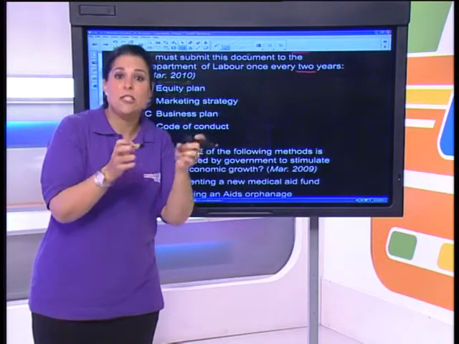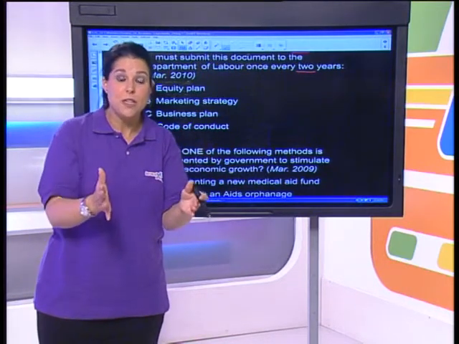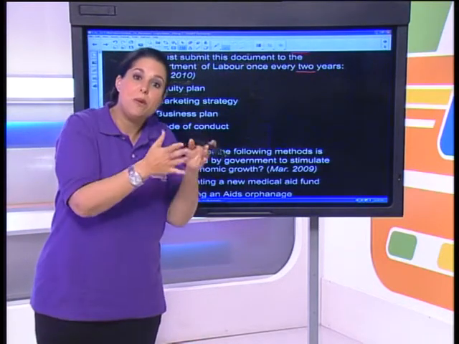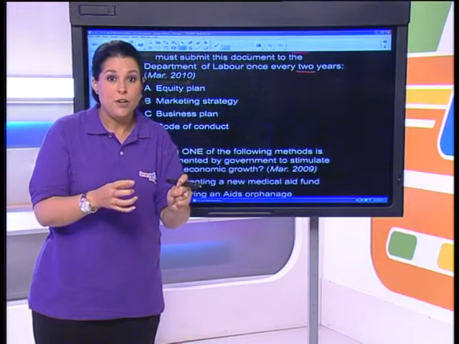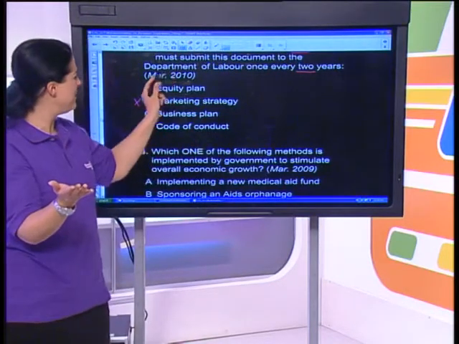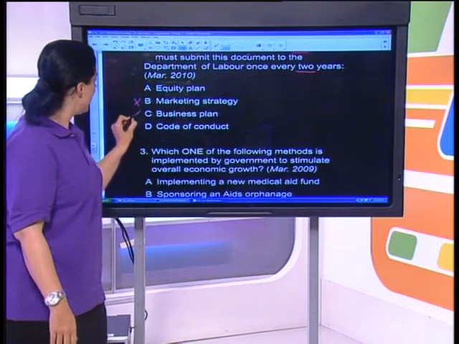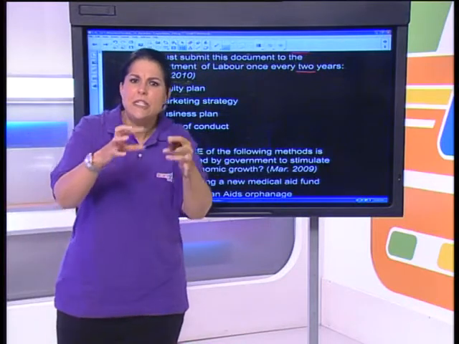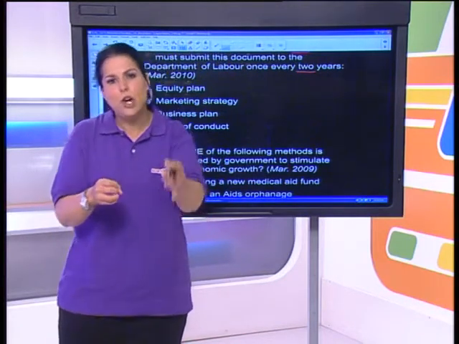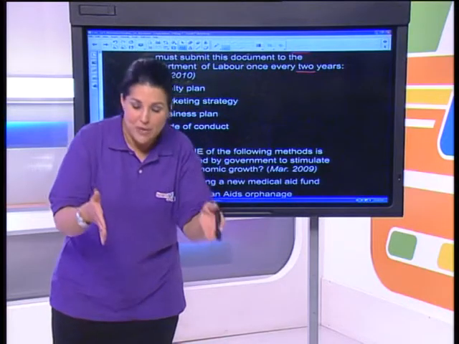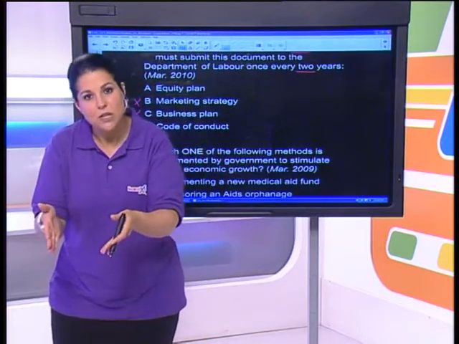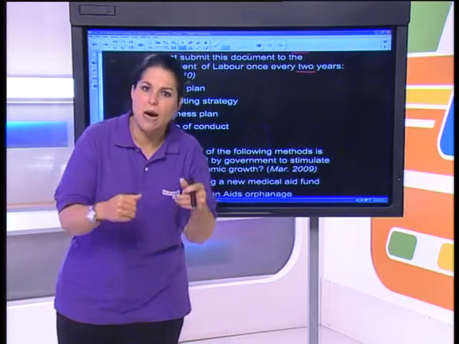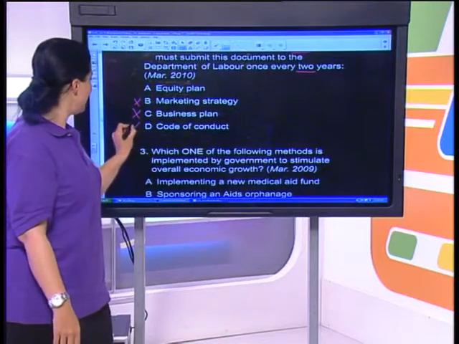A business plan is a document that I'm going to use when I want to get people to invest into my company or when I want to go to a bank for a loan. So why would I have to give that to the Department of Labor? No, definitely not. Code of conduct. Remember, this is an internal document in a company. A code of conduct tells me what is acceptable behavior and what is not acceptable. So why would the Department of Labor be interested in what is acceptable in my company? So definitely not that one.